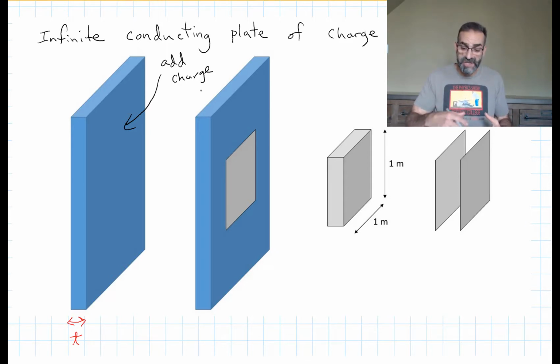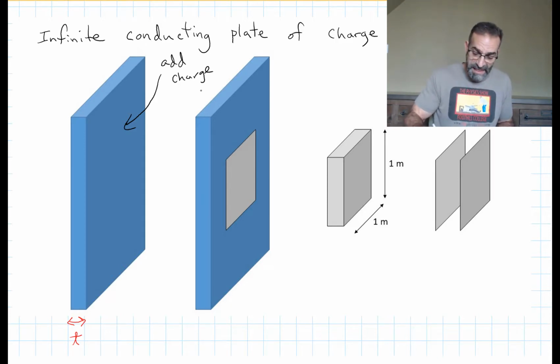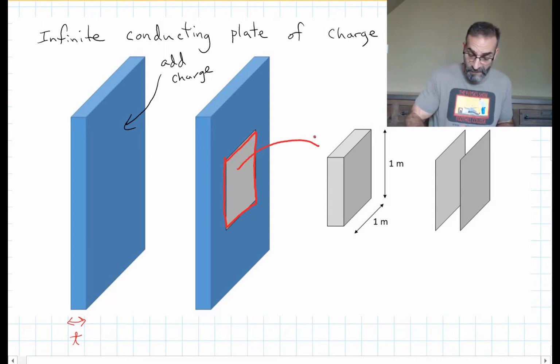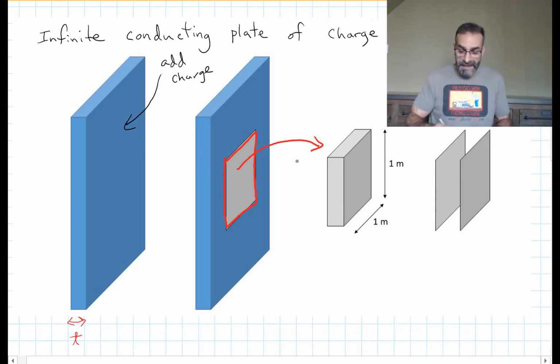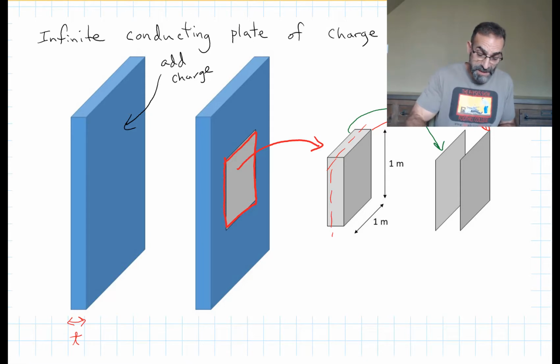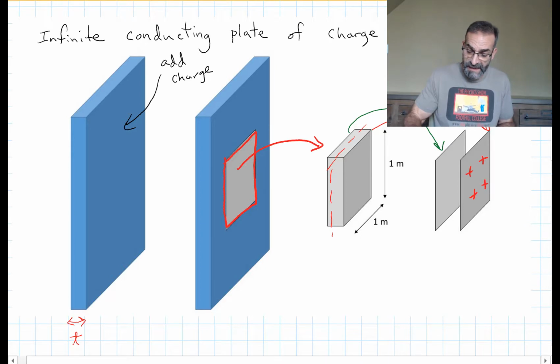So if I added 10 coulombs of charge per square meter to this plate, what's going to happen? I'm going to cut out a 1 square meter cross section, magically split it down the middle and look at each surface. And there's going to be some positive charges on this surface. How much?